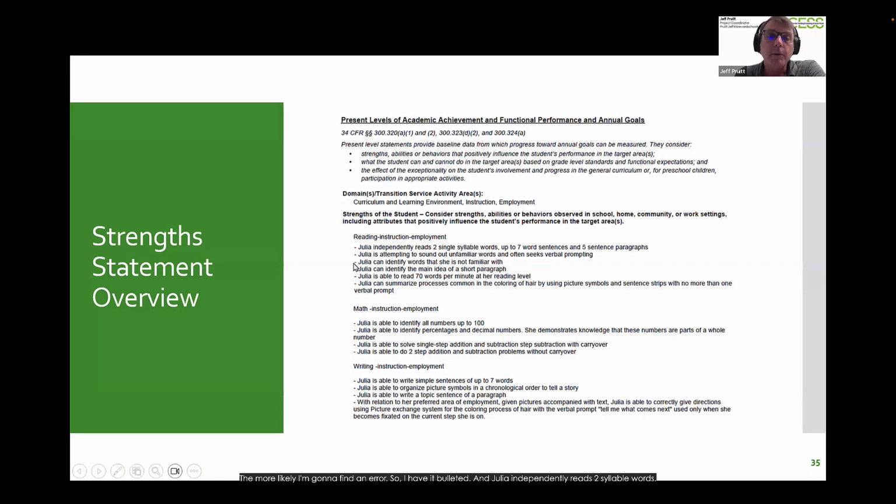So I have it bulleted, and Julia independently reads 2-syllable words. She is attempting to sound out unfamiliar words. She's identified words in short that she's not familiar with. She can identify the main idea of a short paragraph. She's able to read 70 words per minute. And she summarizes the process by using, what's this? Pictures, symbols, and sentence strips. Does anybody know what that is? So that's quickly a documentation of the need for assistive technology or adaptive materials.